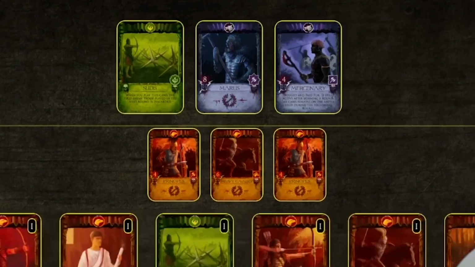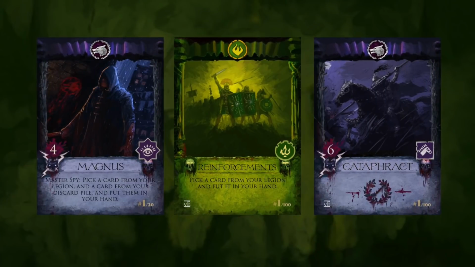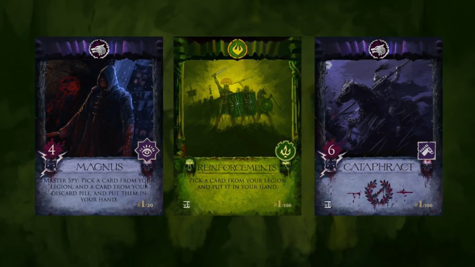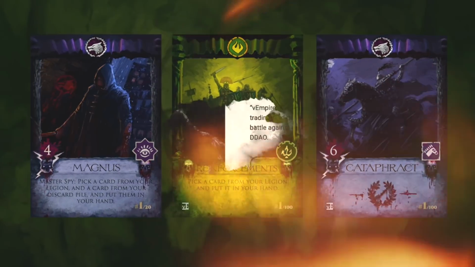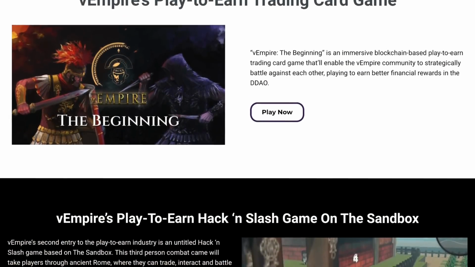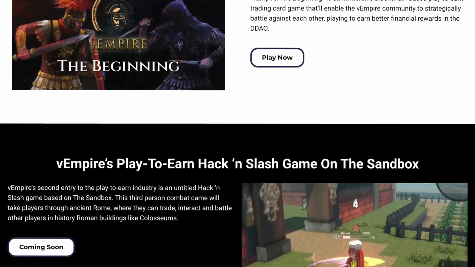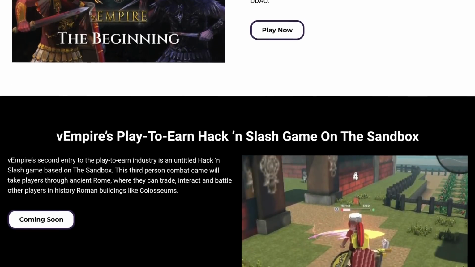They're also building P2E gaming on both their platform and within the Metaverse. Users can expect a complete P2E version of their first strategic trading card game, called The Beginning, very soon, as well as other games, including a third-person hack and slash on the Sandbox later this year.